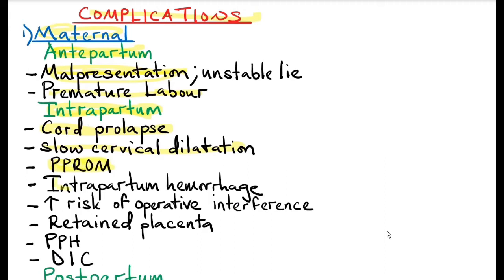Then you can also get intrapartum hemorrhage. Intrapartum hemorrhage is because there's further separation of the placenta as the cervix dilates. Then there is increased risk of operative interference due to the complications of labor.